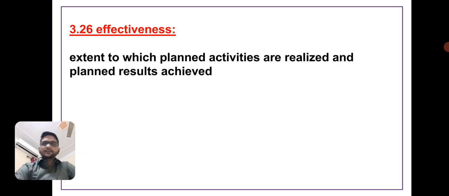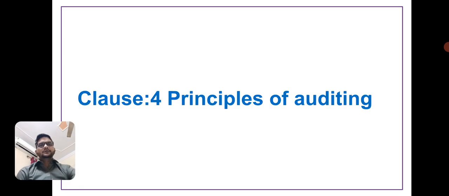Next, what is effectiveness? Effectiveness and efficiency are already explained in ISO 9001 2015 and IATF 16949 2016. What are efficiency and effectiveness? Effectiveness is the extent to which planned activities are realized and planned results achieved, meaning results achieved, target achieved, plan versus actual. That is effectiveness. But efficiency is output relative to input. For that output, what inputs are used, what resources we are using, that is efficiency. Next is the principles of auditing management system, that is class number 4.